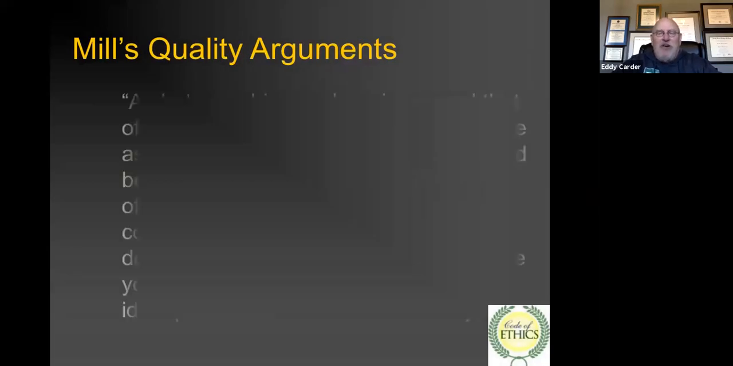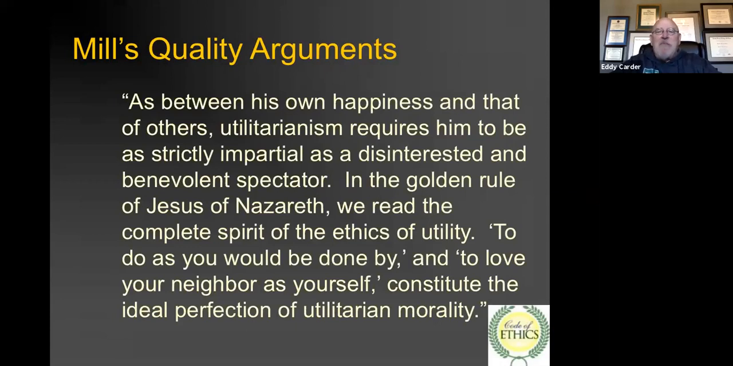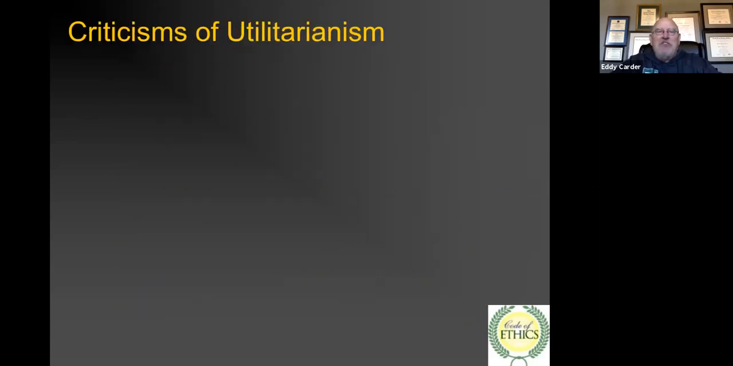Mr. Mill's quality arguments further. As between his own happiness and that of others, utilitarianism requires him to be as strictly impartial as a disinterested and benevolent spectator. In the golden rule of Jesus of Nazareth, we read the complete spirit of the ethics of utility: to do as you would be done by, and to love your neighbor as yourself, constitute the ideal perfection of utilitarian morality. So Mr. Mill even found in the teachings of Jesus a basis for his qualitative argument regarding utilitarianism.